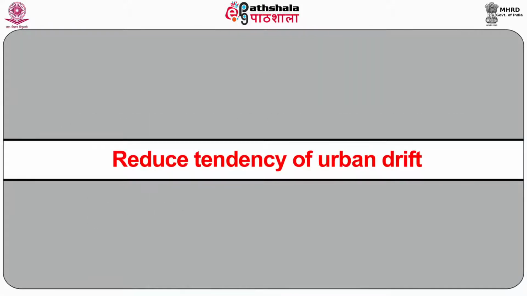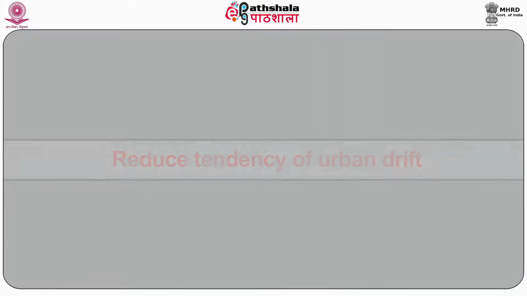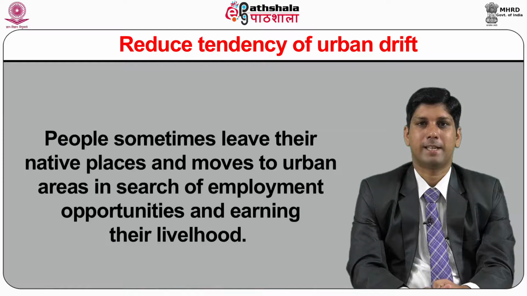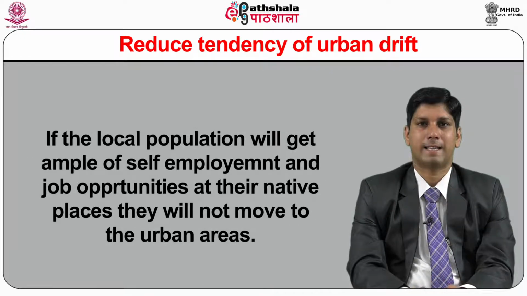The second one is that it reduces the tendency of urban drift. It is a common tendency that, in order to search for jobs and livelihood, people sometimes leave their native places and move to urban areas in search of employment opportunities and earning their livelihood. If the local population gets ample self-employment and job opportunities at their native places, they will not move to the urban areas. Due to community-based tourism, ample employment or job opportunities will be created in the region and people will stop migrating to the urban areas. Therefore, community-based tourism will result in reduced urban drift.